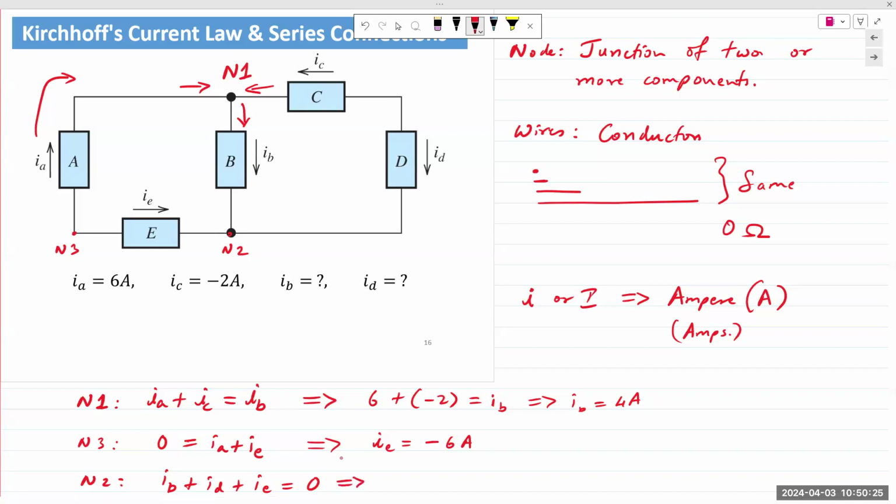So plug in values: 4 plus, let's see, ID is the opposite of IC, so 2 amps. So 4 plus 2 plus IE is minus 6. It'll be 0. All right, 10-second pause. Think over it. Let me know if you have any questions.